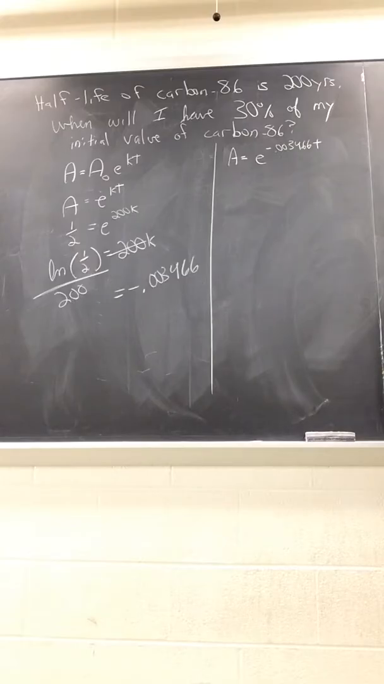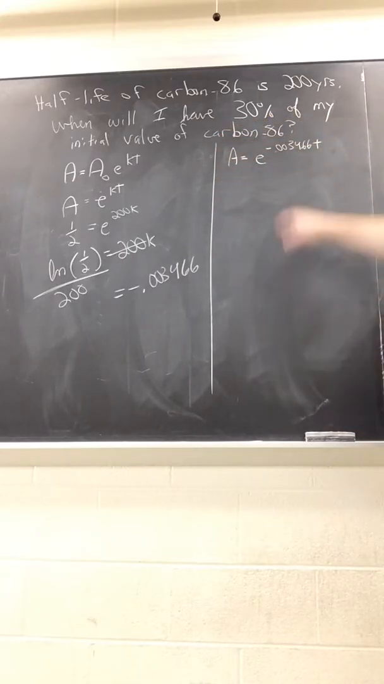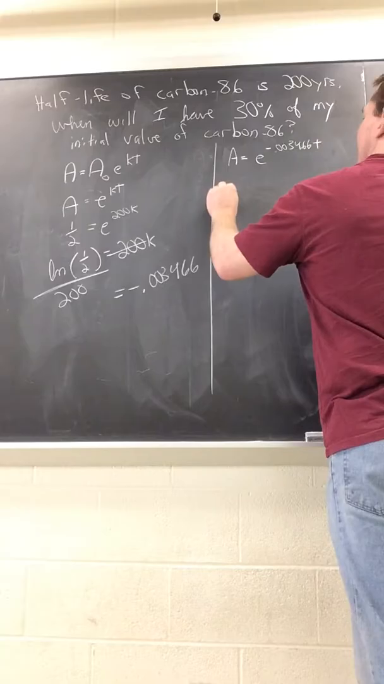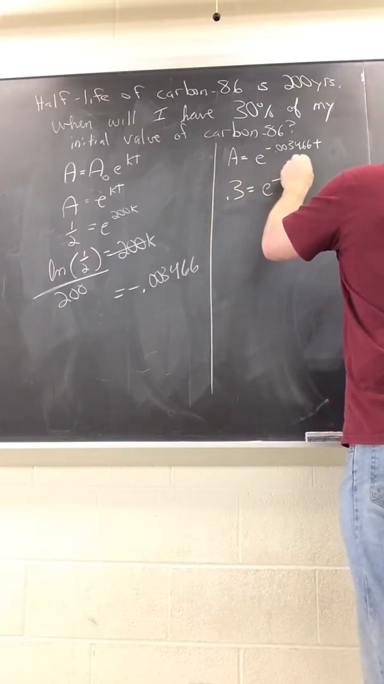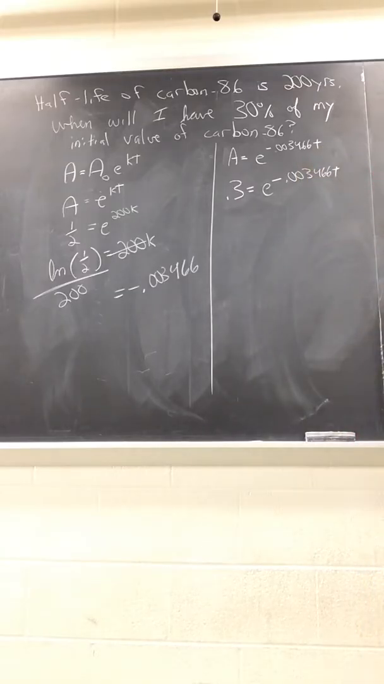And now let's see. When will I have 30% of my initial value of carbon-86? I'm looking for time t, which means I need an A. But that's 30% of my initial value. Since I let my initial value be 1, I just need 30% of that, which is 0.3. So I get 0.3 equals e to the negative 0.003466t. And now do the exact same math to solve for t.